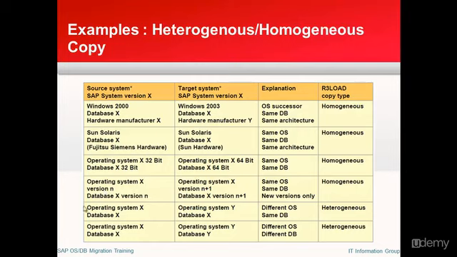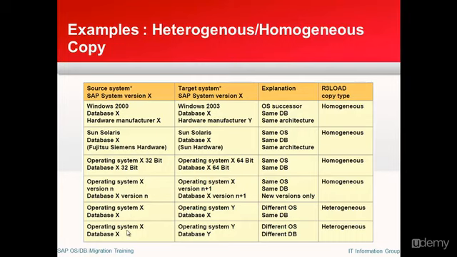Okay, take the next example where we have operating system X, database is X. We go to operating system Y and database X. So in this case the operating system has changed, that is a different OS, same database, so we will call this a heterogeneous system copy.